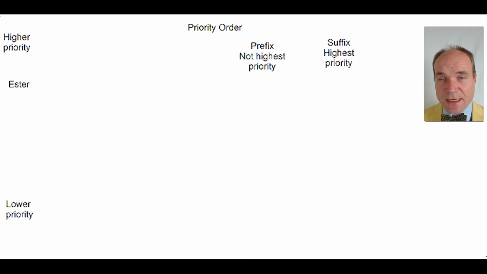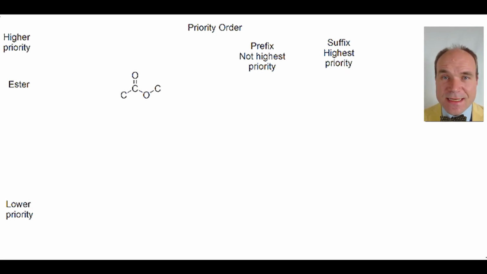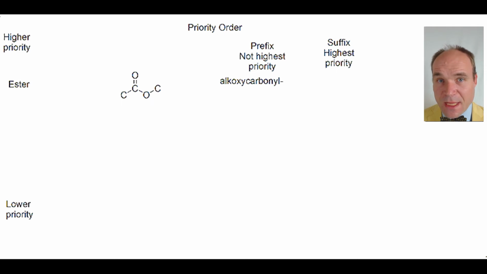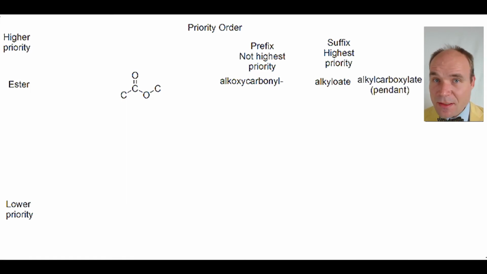After the carboxylic acid anhydride, the next functional group down in our list of priorities is ester. If the ester isn't the highest priority functional group in your molecule, it's called alkoxycarbonyl. However, if it is the highest priority functional group in your molecule, the name changes and it's called alkyl alkanoate. But if the ester is pendant, not part of the main chain when we're looking at the carbonyl carbon of the ester, then the name is alkyl carboxylate.